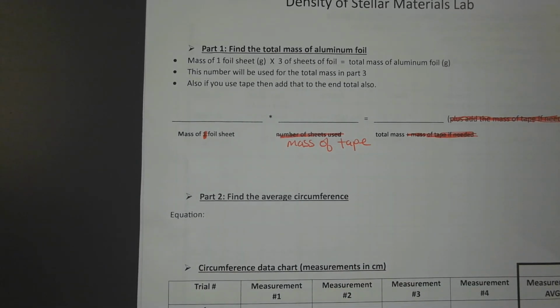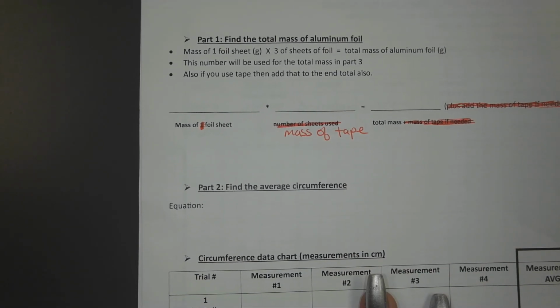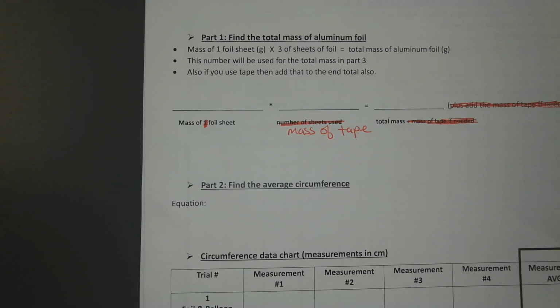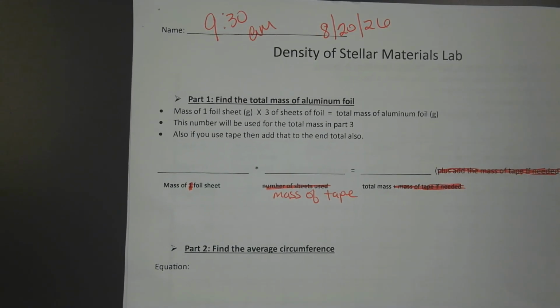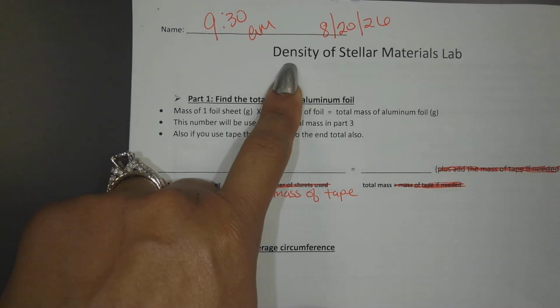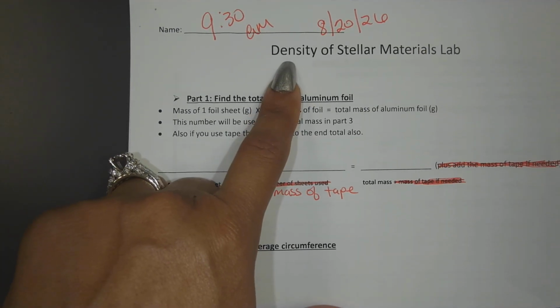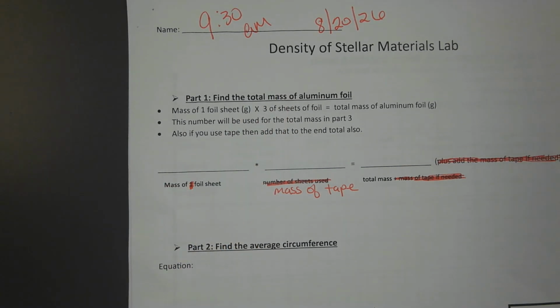Okay, so this lab is actually called the density of a stellar material. What do I mean? The density of a sun, a moon, a planet, something in outer space. Stellar, okay? Kind of like you probably heard interstellar, right? Stellar, a material. Now we're going to find the density. So hopefully if you don't remember the density equation, I gave it to you.